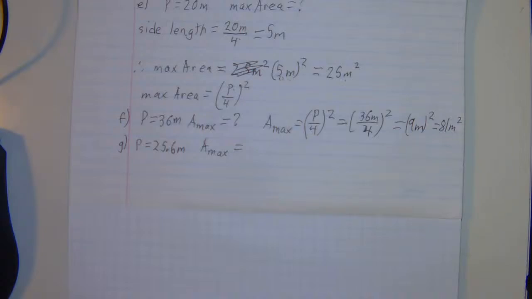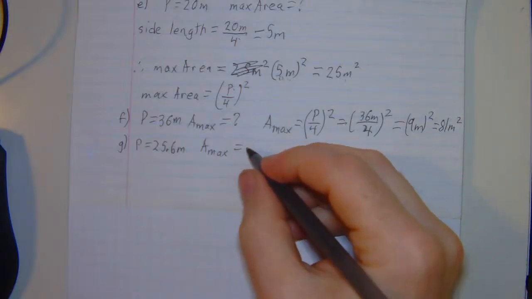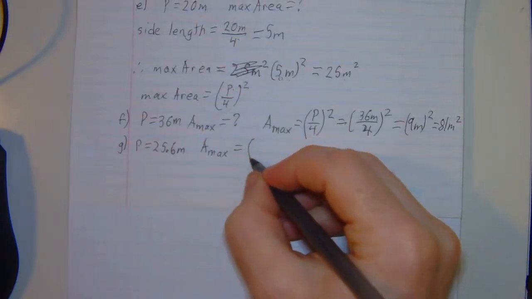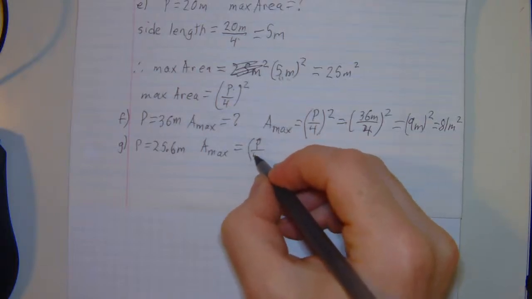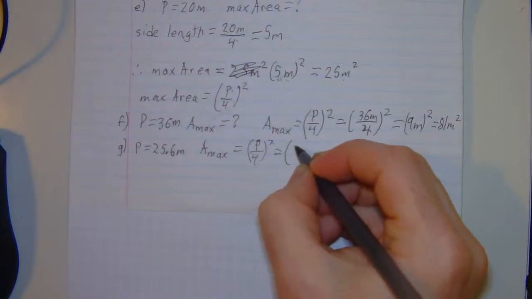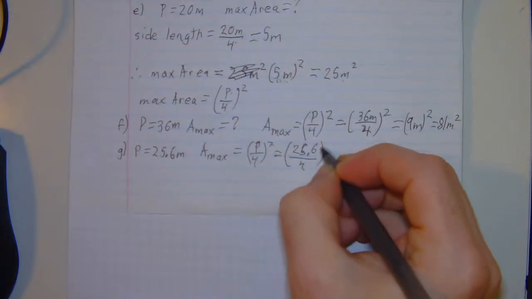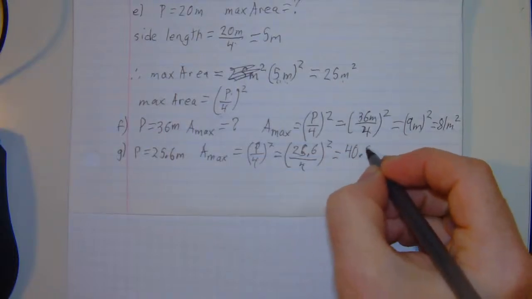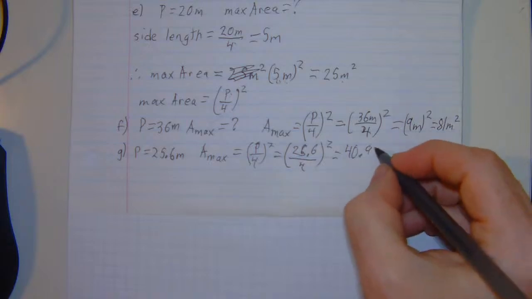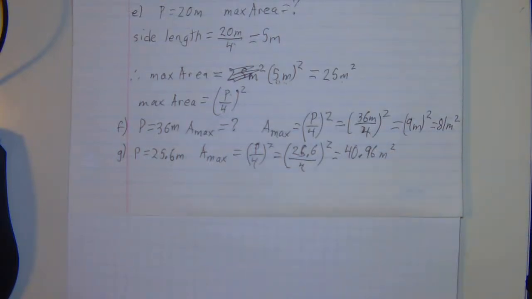Cool. Thank you, Emma. Thank you, Alan. Thank you, Owen. All right. So we just do the same formula. Perimeter over 4 squared. In this case, the perimeter is 25.6 over 4, all squared. And if we calculate that, we do indeed get 40.96 meters squared, and that will be our maximum area.